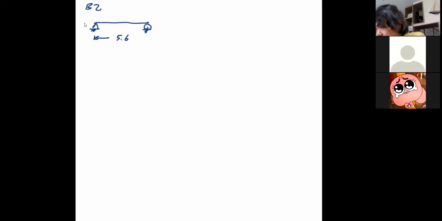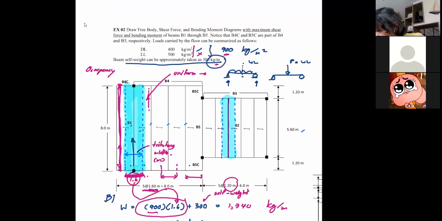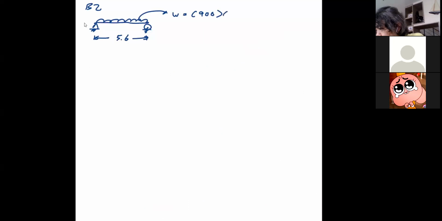It's 5.6 meters with the uniform load acting on it as well. And this uniform load is equal to 900, right? Again, the total load is the same, but now the tributary width is 1.2 meters here. So we multiply that with 1.2. That should give us the uniform load of the floor acting on the beam. Now don't forget your beam self weight. Plus 300. Okay.